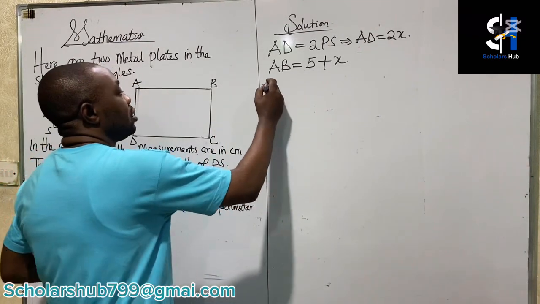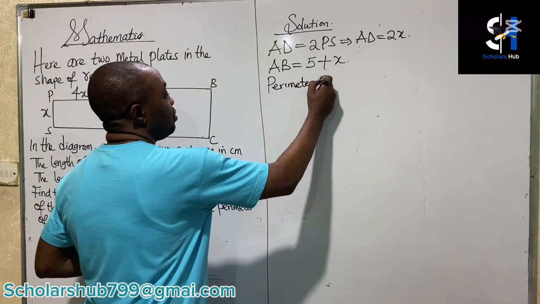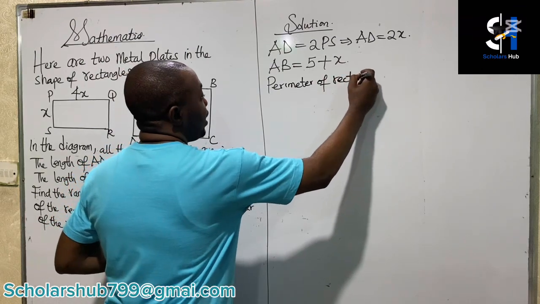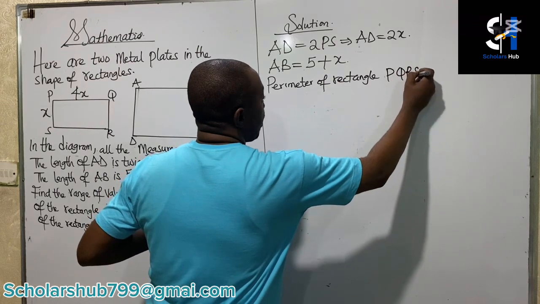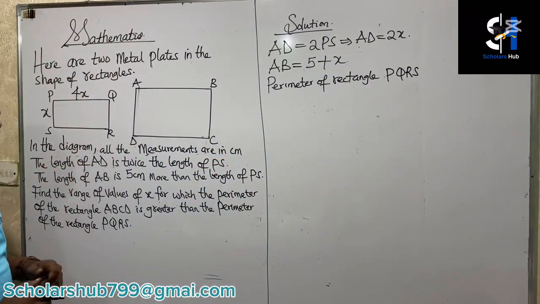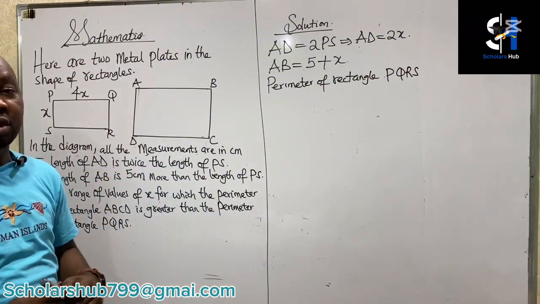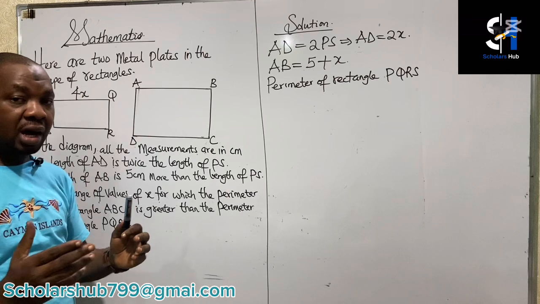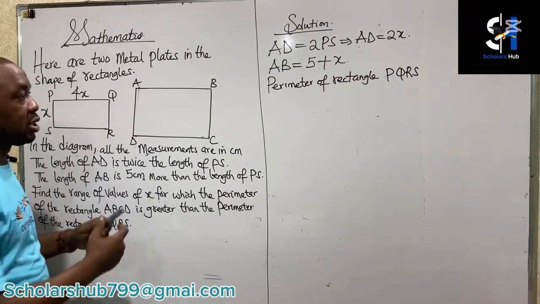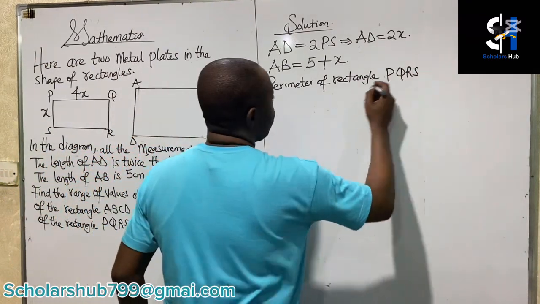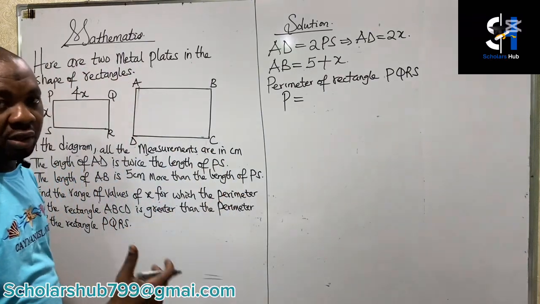All right, so now the perimeter of rectangle PQRS. Now we know that perimeter is the distance around a plane figure bounded by two sides, the length and width. The length of this rectangle is 4x. And we know that the formula for calculating the perimeter of a rectangle is 2 length plus 2 width.